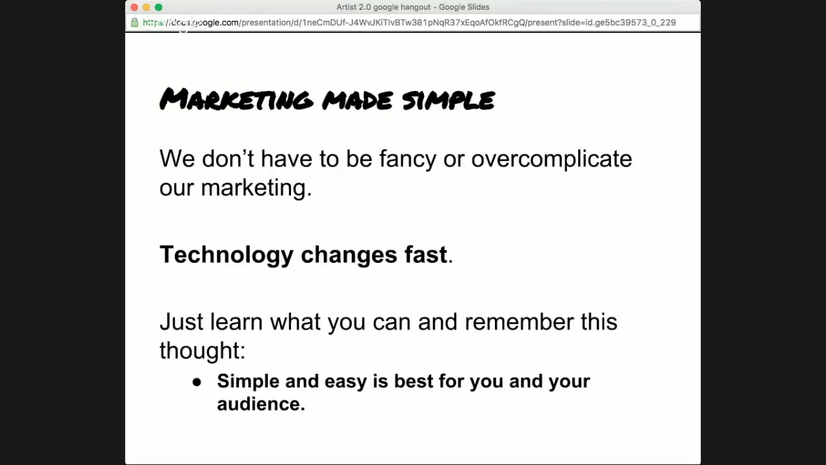So like I said, we don't have to be fancy or overcomplicate our marketing. We don't have to know everything. We don't have to be data scientists to do this. But we've got to understand a few things, and it'll make it very simple for us to move forward. And number one is technology changes so fast. So keep up on the things that are going on. What new apps are out there today? What new social networks are coming out? Just learn what we can and remember that everything can be simple and easy.